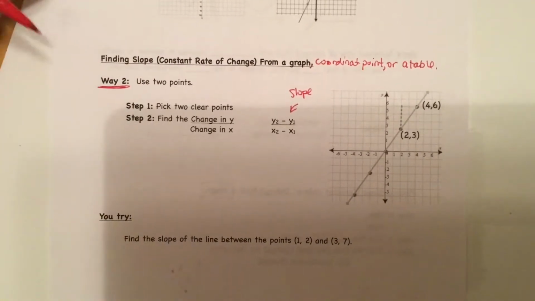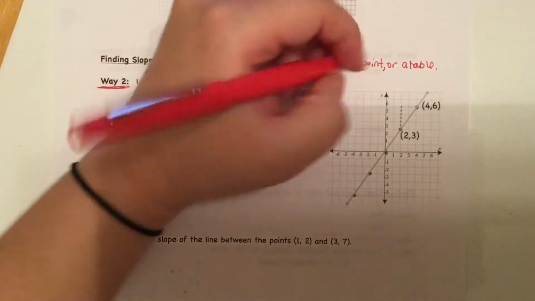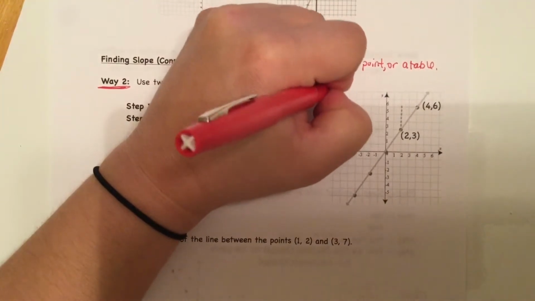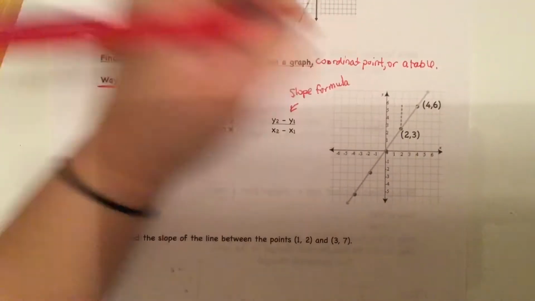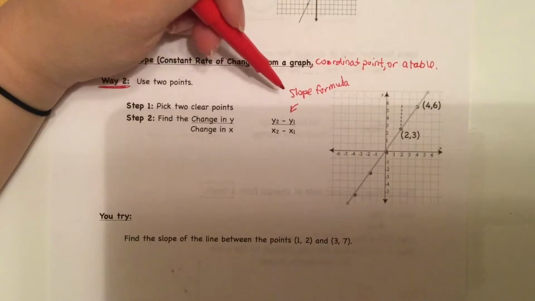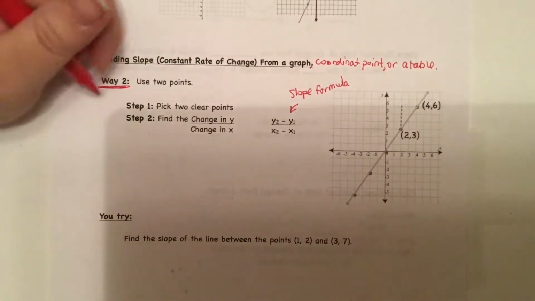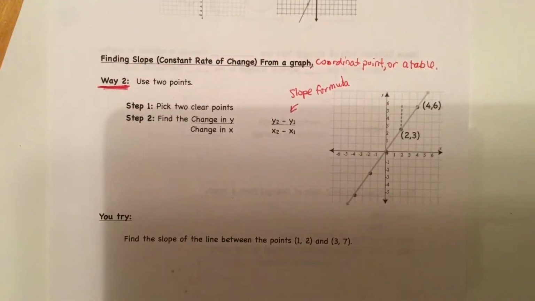Okay, so this is the second way that we can find slope. The first way is rise over run. The second way is the slope formula. And remember, I talked about in class that this slope formula is not going away. You're going to continue to see this in all of your math classes.